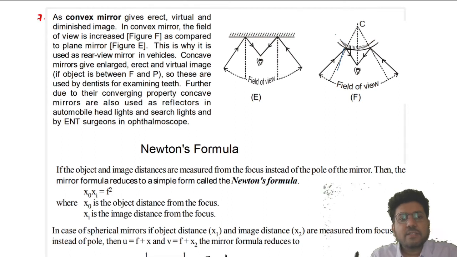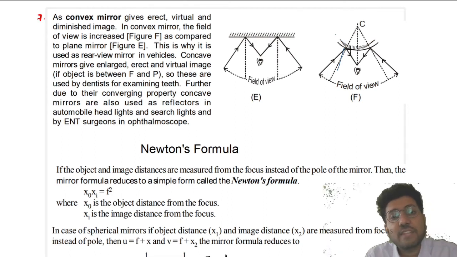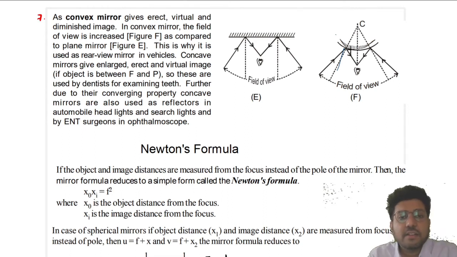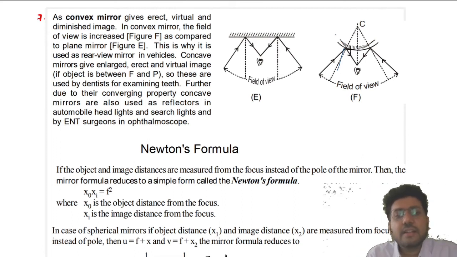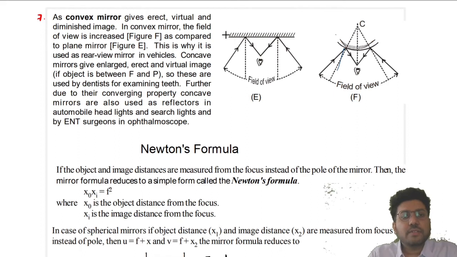That is why convex mirrors are used as rear view mirrors in cars, because the field of view increases, you can see a larger area, right? So that is why it is used as a rear view mirror in vehicles.